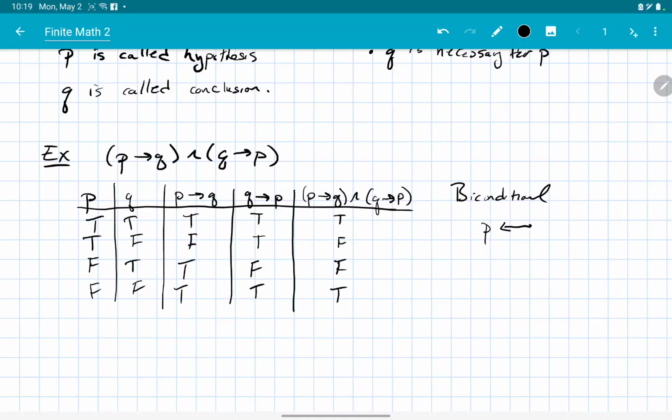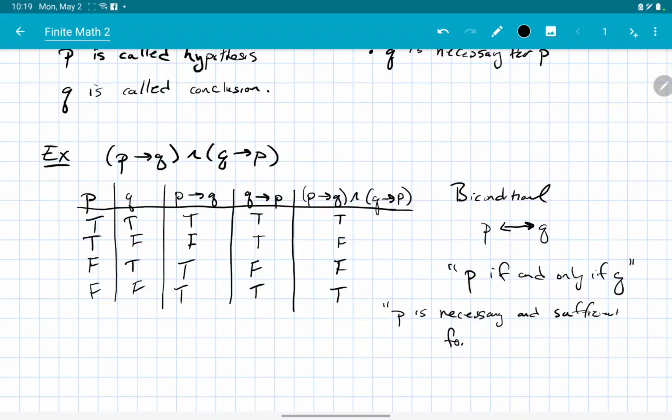And logically, we write P and Q with a double arrow like that. So that is sometimes read P if and only if Q. The fanciest way of stating this is to say P is necessary and sufficient for Q.